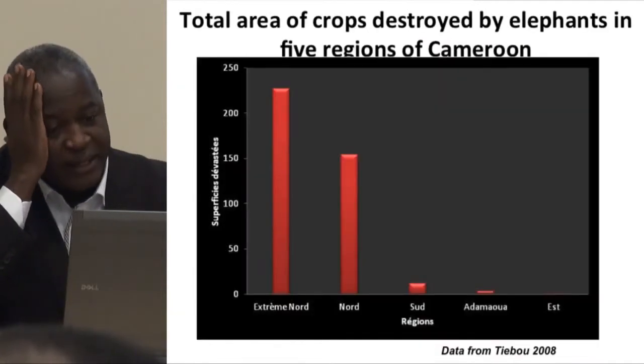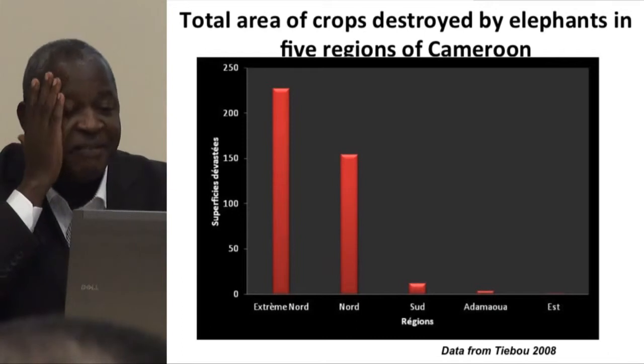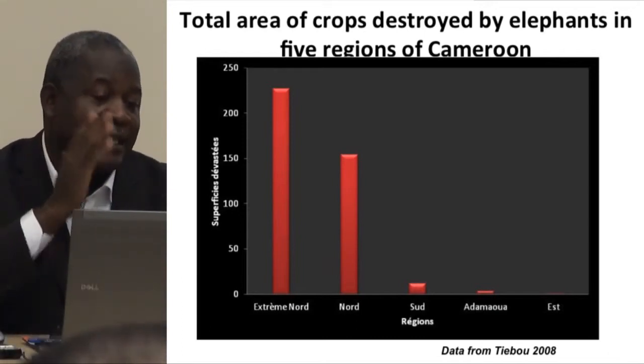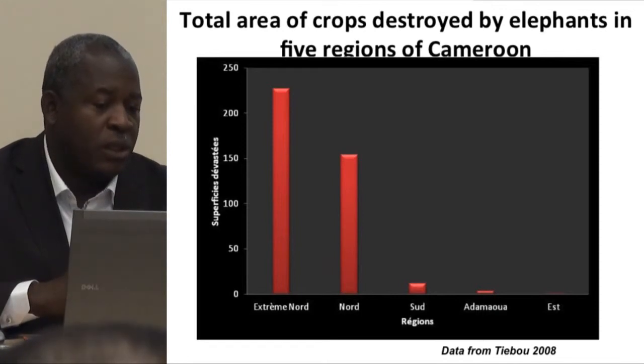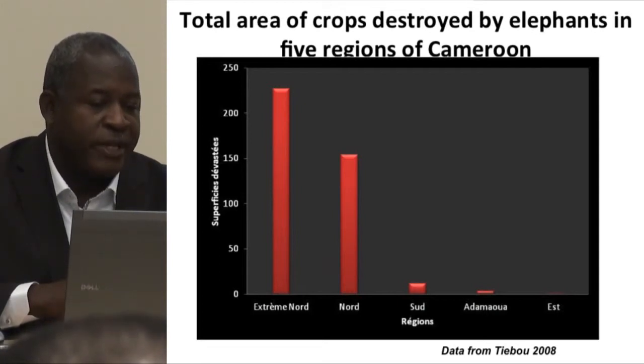This is, for instance, a graphic showing the destruction by elephants in five regions of Cameroon. You will see that the area devastated is huge. For instance, in the Far North you have more than 200 hectares destroyed. This is the data from 2008, also in the North province.